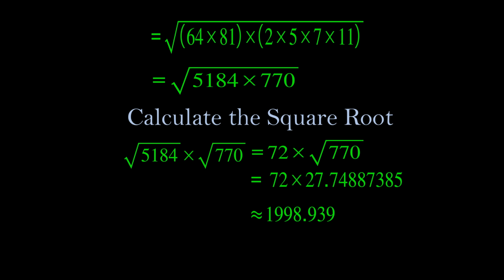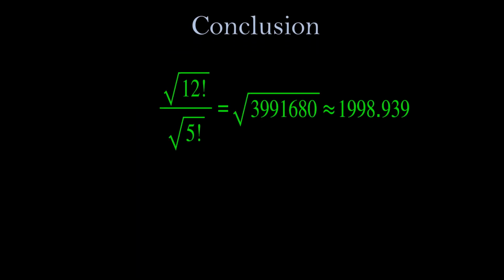We approximate the square root of 770, the product of 2, 5, 7, and 11. When we multiply 72 by the approximate value of the square root, we get about 1,998.9. This is our simplified answer.